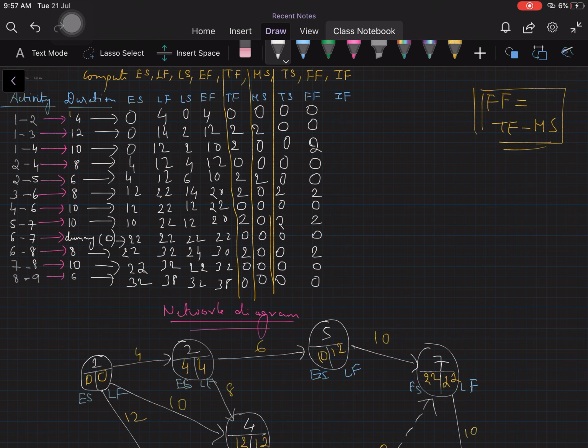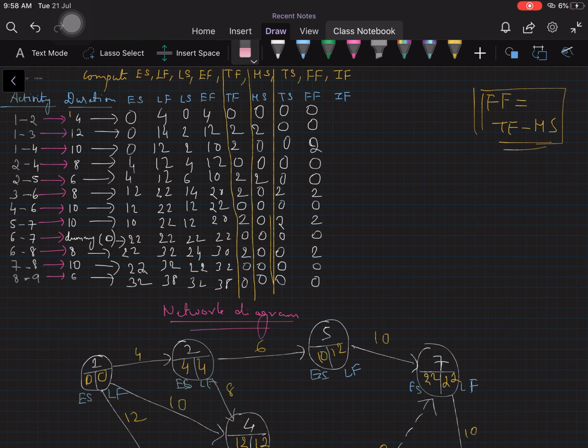0 minus 0, 0. Let's cross check before we finalize. 0 minus 0, 0. 2 minus 2, 0. 2 minus 0, 2. 0 minus 0, 0. 2 minus 2, 0. 2 minus 0, 2. 0 minus 0, 0. 2 minus 0, 2. 0 minus 0, 0. So everything is correct. Now we've got free float also.